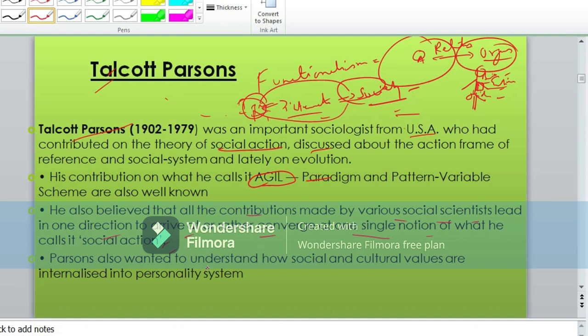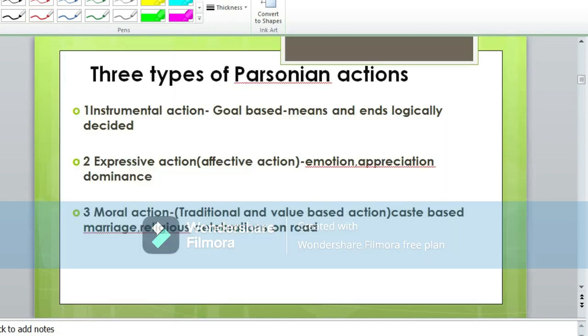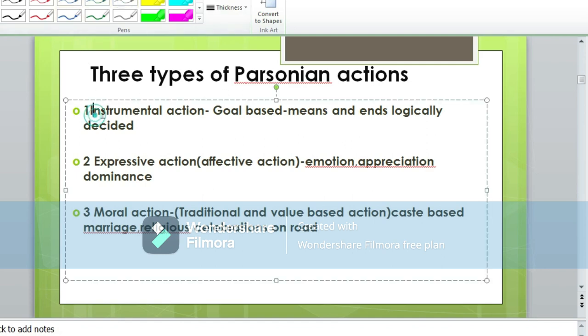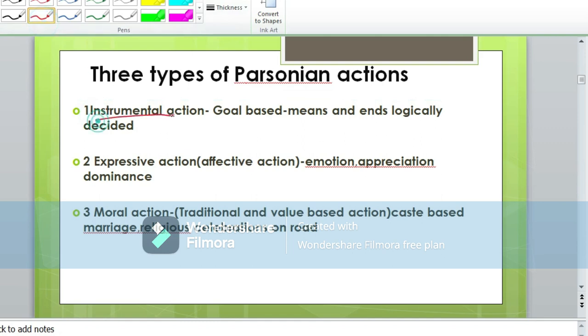So Parsons also wanted to understand how social and cultural values are internalized into the personality system. Therefore, he gives the concept of actions in terms of the instrumental action, which is goal-based action in which means and ends are logically decided by the individual to reach his goal. Then expressive action comes, which is affective, based on the emotions and biases of the individual.